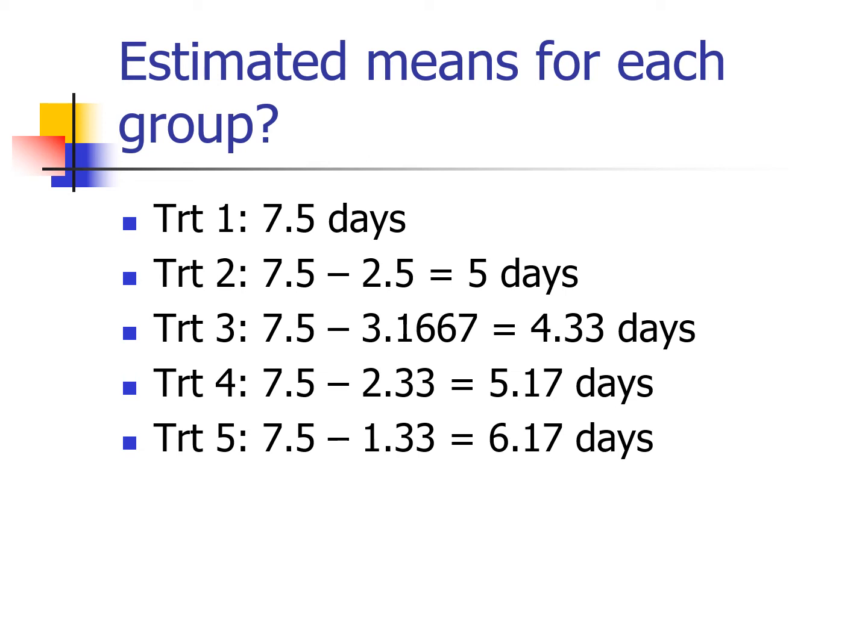So the estimated mean time for the placebo is 7.5 days. For treatment 2, that's 5 days. For treatment 3, which appears to be our best treatment, 4.33 days. The worst non-placebo treatment is treatment 5, 6.17 days, which we saw was not significantly different than treatment 1. So it sort of didn't overcome the placebo effect.